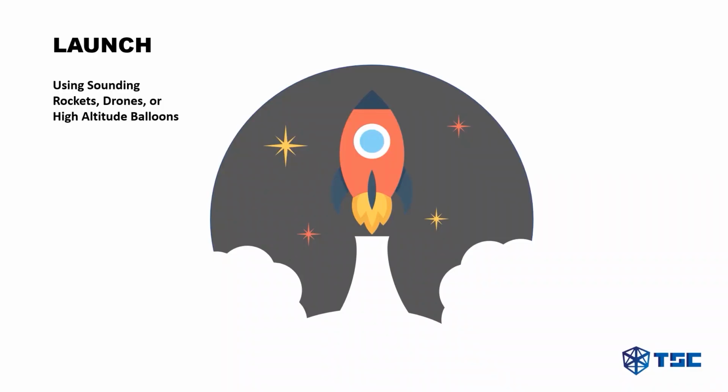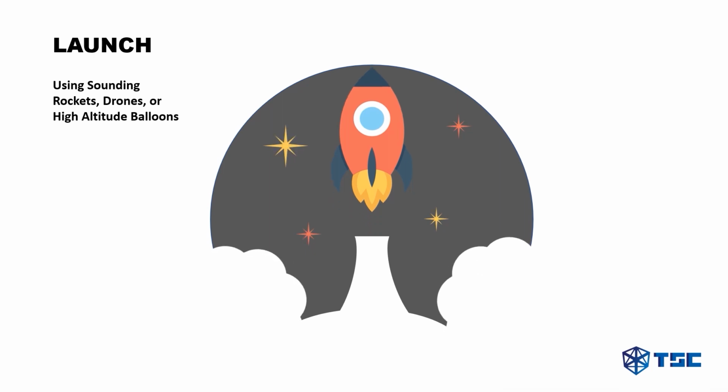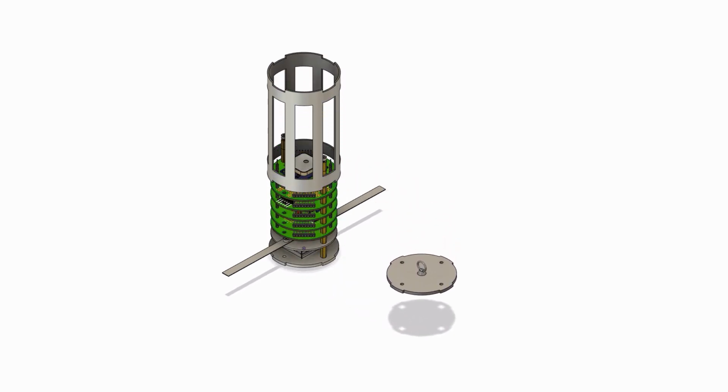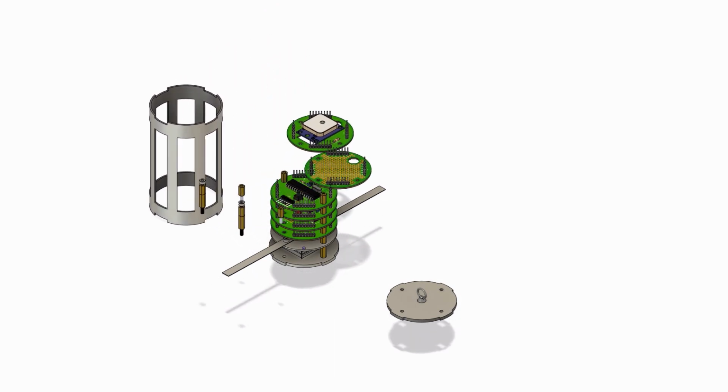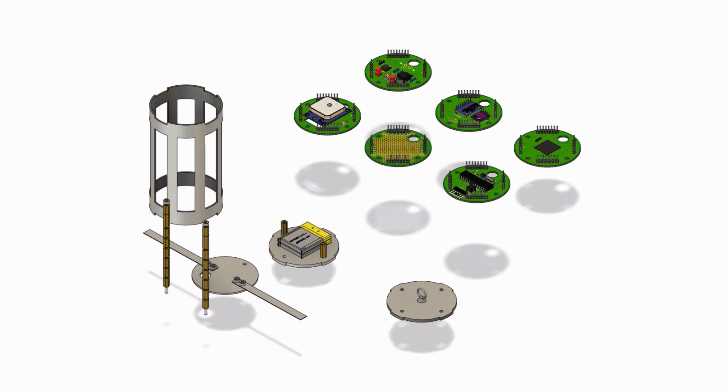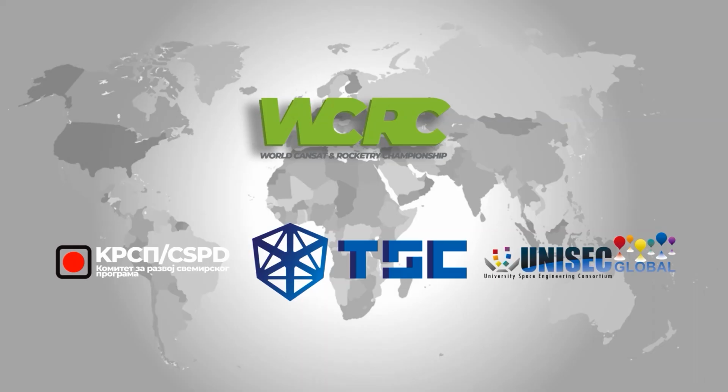The last part is launching the CANSAT. CANSATs are generally launched using sounding rockets, drones, or high altitude balloons. Launch height varies from a couple of meters to several kilometers. The kits are tested and experimented with by multiple students of various age groups. They have come up with creative and innovative payloads. And we want to share this experience and introduce the CANSAT kits to the world.